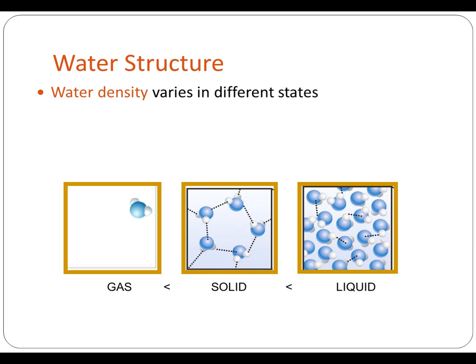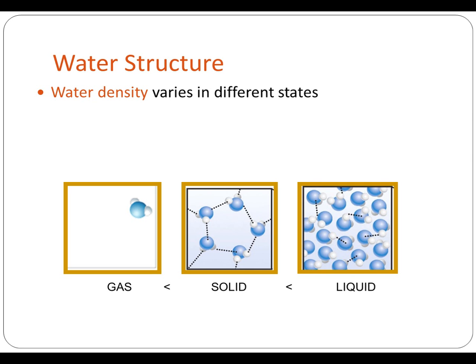Did I just misspeak? Water is more densely packed in the liquid state. In the solid state, it's intermediate. So usually that's flipped. Substances in their solid state are usually more densely packed, and then less densely packed in the gaseous state.